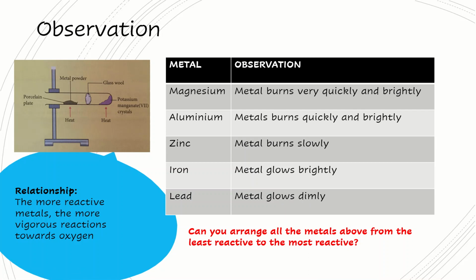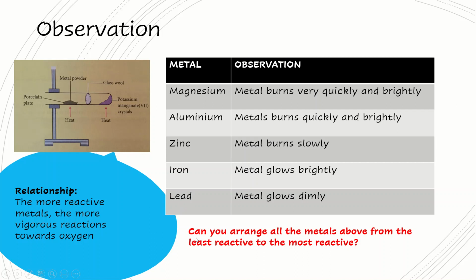Okay, so relationship dia based on this experiment, the more reactive metals, the more vigorous reaction towards oxygen. Maksudnya the more vigorous reaction towards oxygen, okay, the more reactive the metal. So macam kat sini magnesium lah. Magnesium adalah metal yang sangat reaktif. Sebab apa? Dia very vigorous dia punya reaction. Macam mana kita nak tahu vigorous? Kita tengoklah observation dia. Kita letak je dekat api, dia bertindak balas je dengan oksigen, dia terus burns very quickly and brightly, followed by aluminium, zinc, iron and lead.